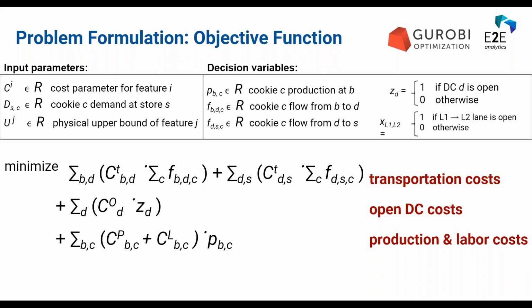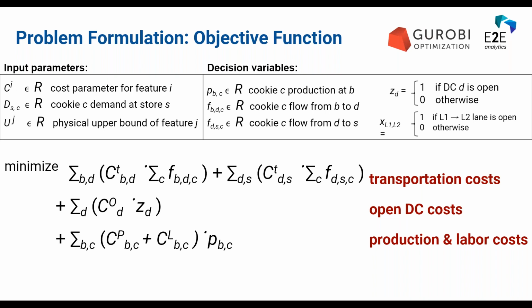These are continuous, which means you can make partial cookies. That's just for simplicity, but we can just assume that we can make any amount of cookies. All right, we also have 2 binary variables. Our variable Z, which is going to keep track of whether each DC is open or not. So it's going to be 1 if that DC is open and 0 otherwise.